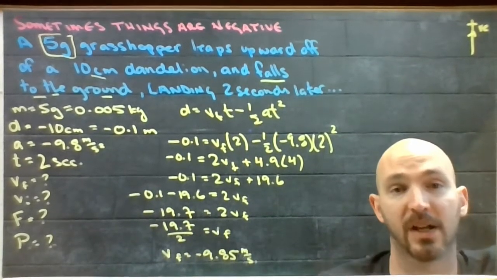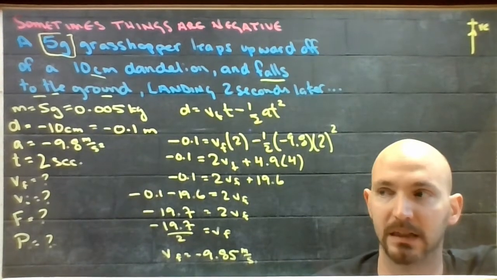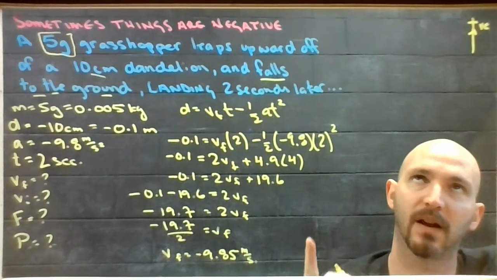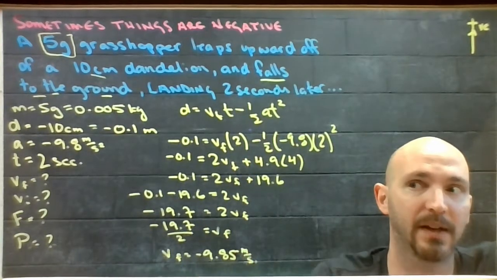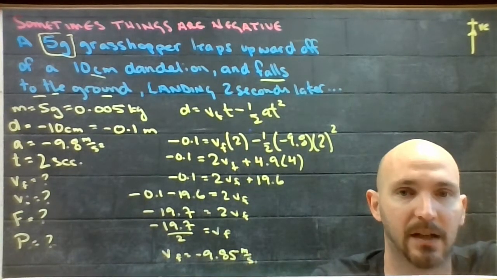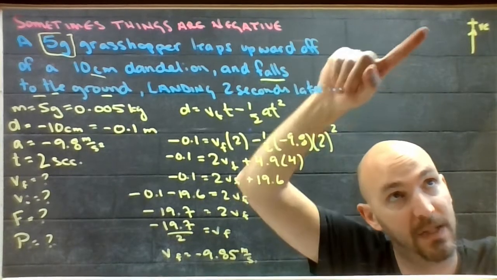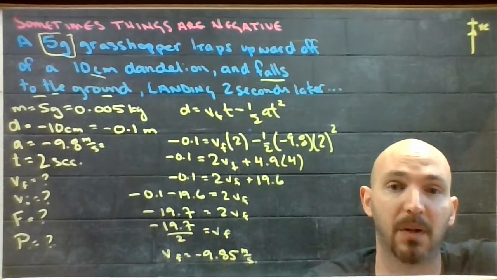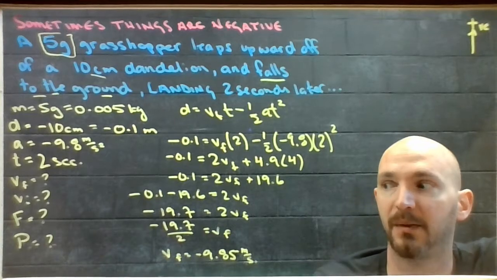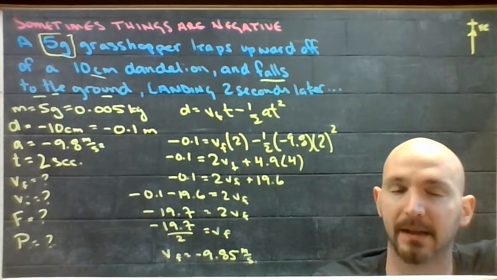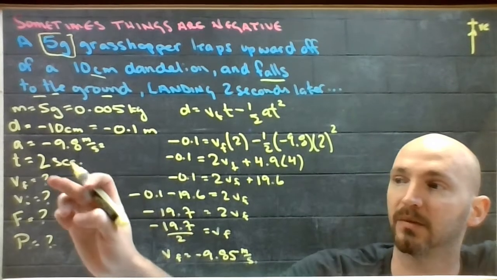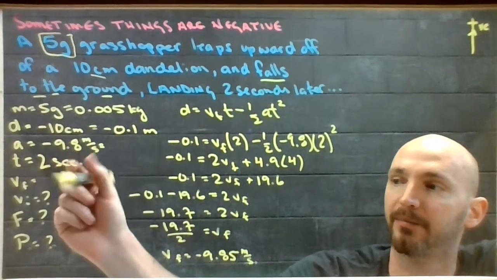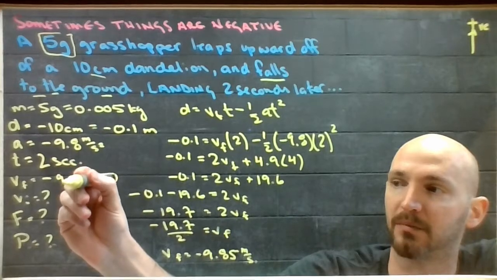Now, a handy way to check that you've done everything correctly is when the grasshopper leaps upwards and then falls downwards, the final speed should be negative because it is heading downward. And we decided up there that positive quantities meant up. So if the thing is dropping, then its final speed should be negative, and that's what we ended up with. So that's good. We can pop that in there. Negative 9.85.